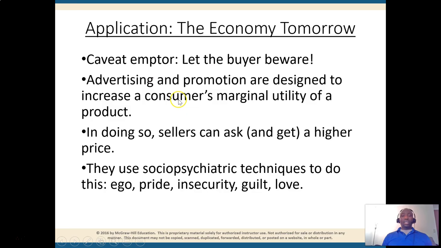And all those advertisements use a little bit of socio-psychological technique, you know, ego, pride, insecurity, love. So there are a lot of things involved here.